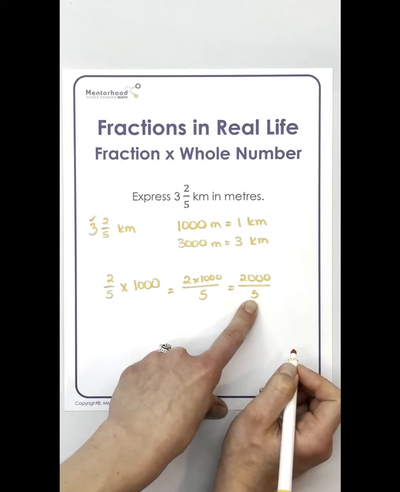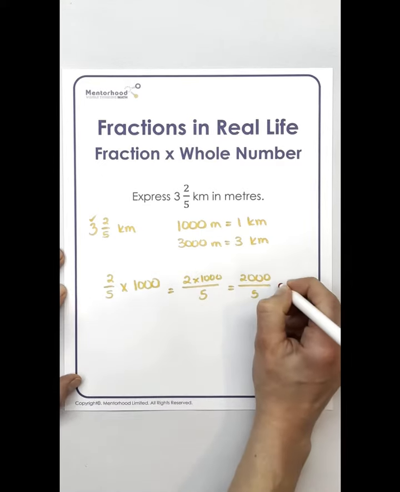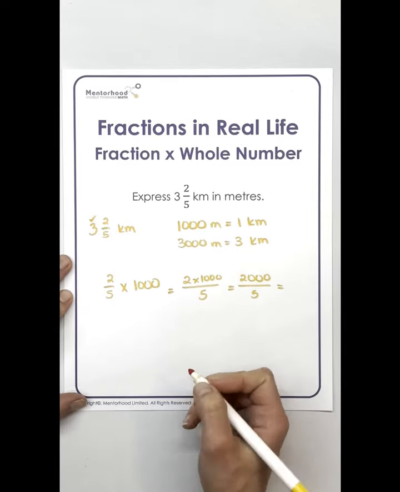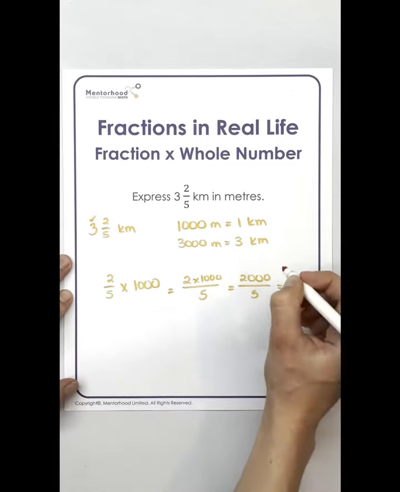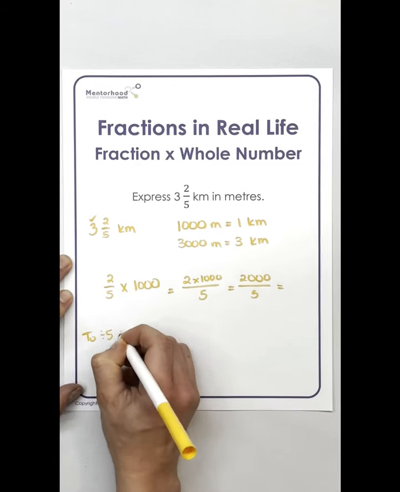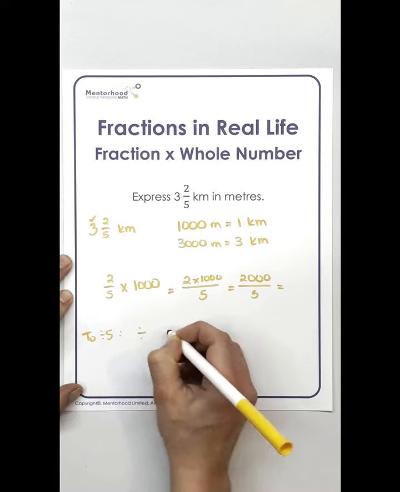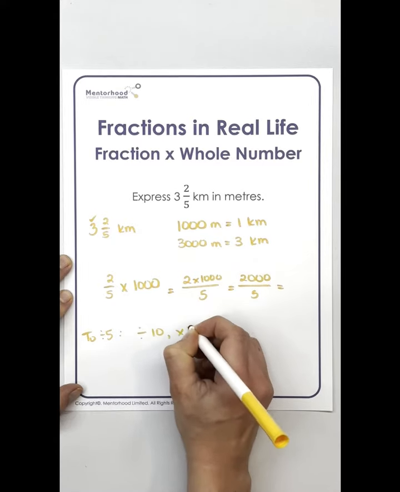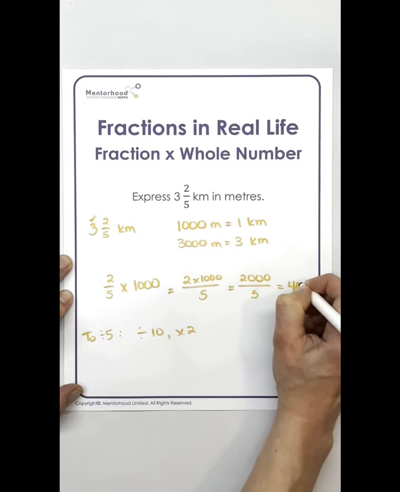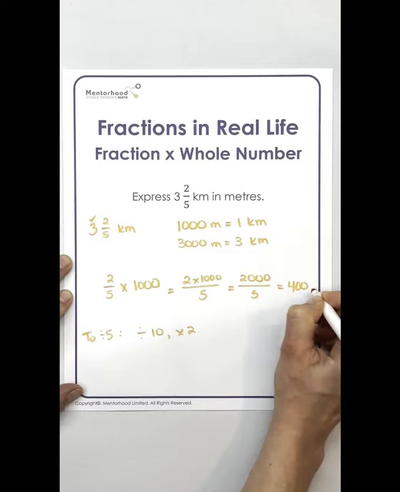2,000 divided by 5. Now there's a really easy way to divide by 5 if you're ever stuck. All you do is divide by 10 and then multiply it by 2. So to divide by 5, divide by 10, and then multiply by 2. So I'm going to take my 2,000 divided by 10. That would give me 200, and then multiply by 2, which would be 400. So 2/5 of 1,000 is 400.